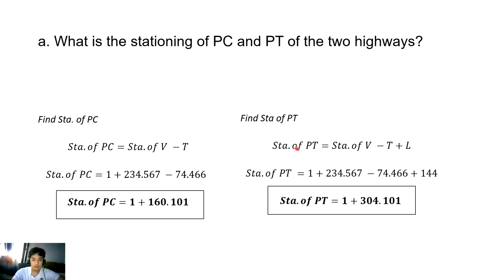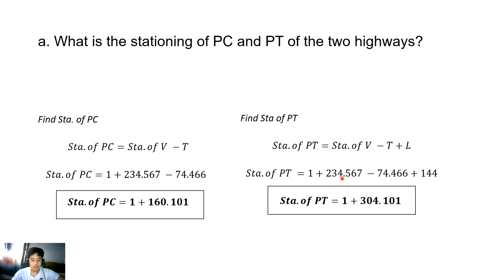And for the station of PT, we use station of vertex minus T plus L. We substitute: 1 plus 234.567 minus 74.466 plus 144. It is the same as how we did the station of PC. We get 1 plus 304.101.